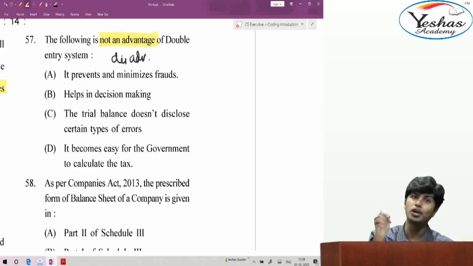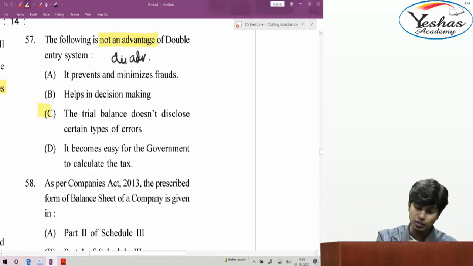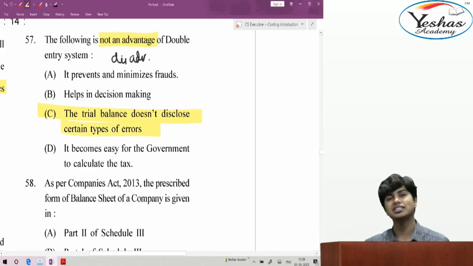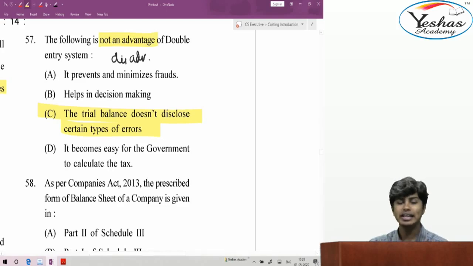So that is a loophole in the double entry system. So this is not an advantage. This is in fact a disadvantage, saying that though the double entry system is so scientific and so modern, it can still not address certain types of errors, that is, an error of complete omission or a two-sided error cannot be identified. It becomes easy for the government to collect tax. That's definitely an advantage. Yeah.